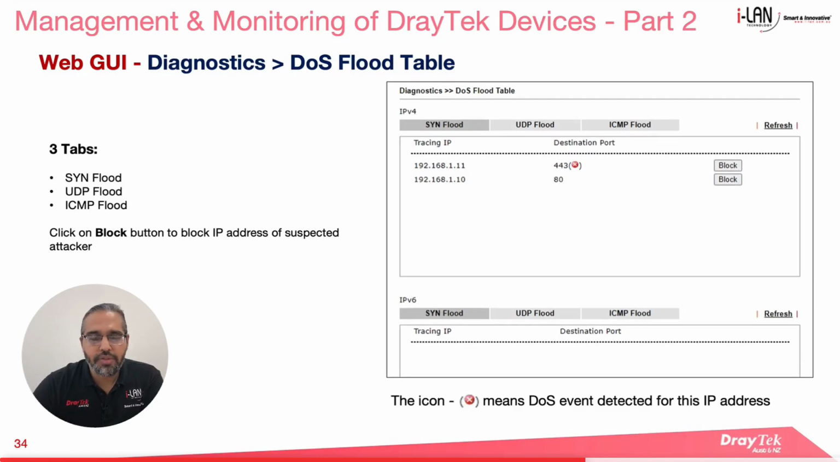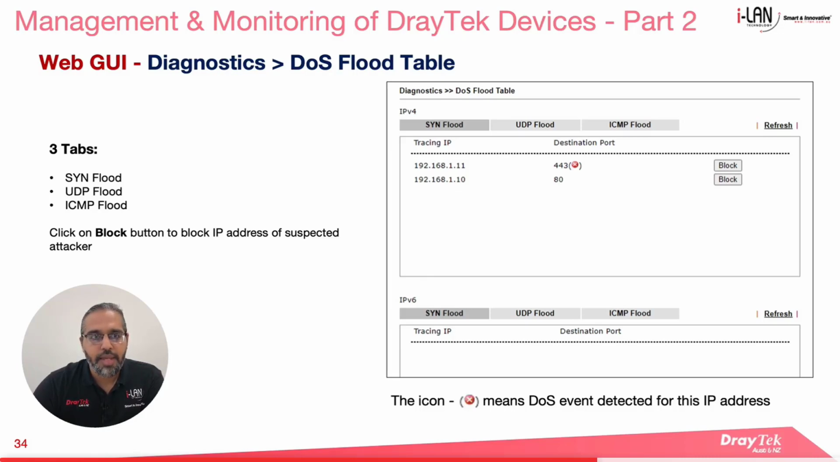In the DOS flood table, we have 3 tabs for each type of DOS attack. It shows the IP addresses that are currently engaging in DOS flood. This provides useful information to network engineers to diagnose the network environment, to identify potentially malicious network traffic and entities, the IP addresses, and the destination ports used is shown on the respective tab pages.